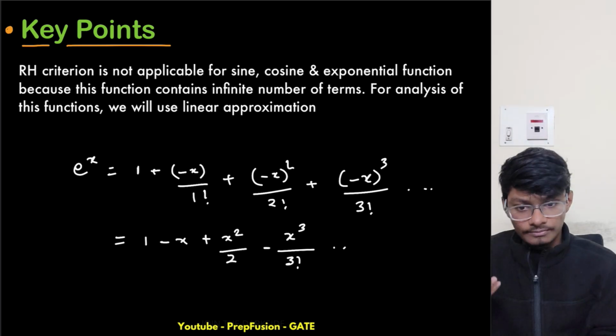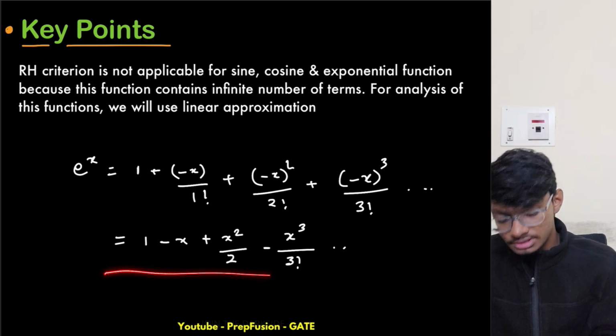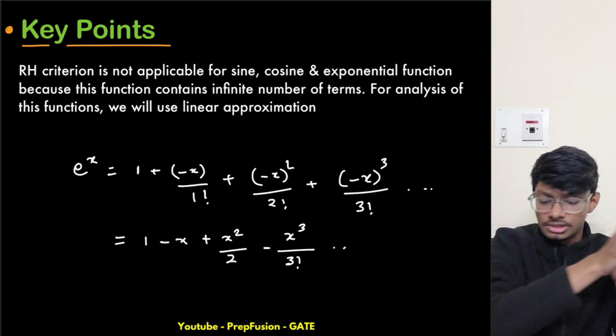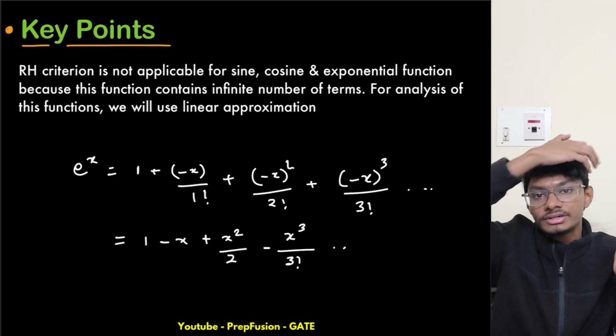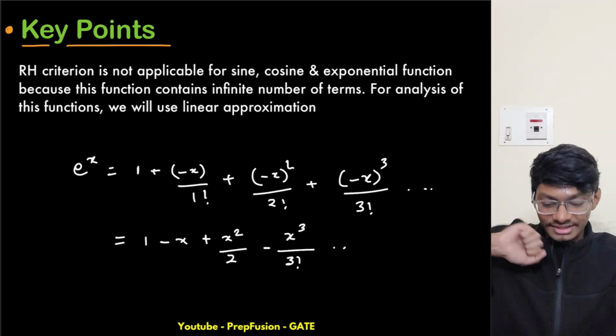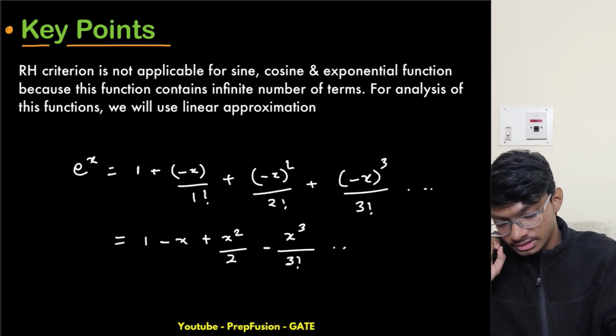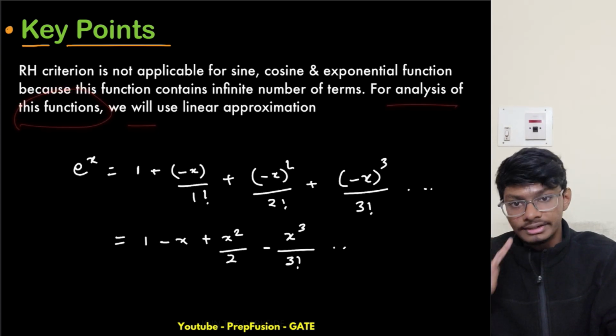What we are seeing is an infinite polynomial, right? Infinite number of coefficients are there. So this is a problem. I can't solve it in Routh. How many terms will I write? That's why we apply the linear approximation. That's why it is told here that for analysis of these functions we'll use linear approximation.